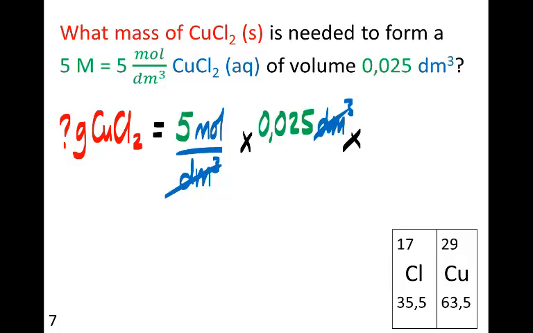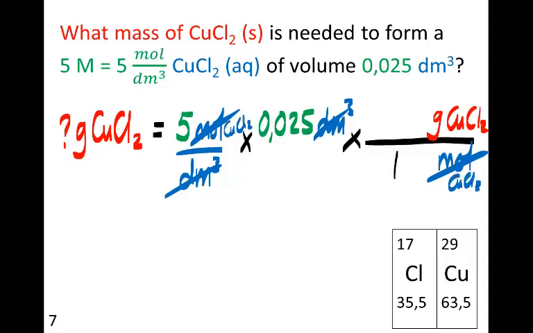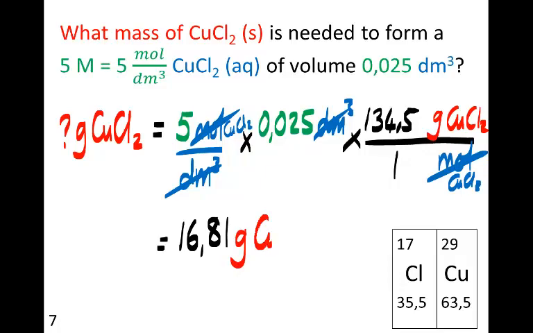So now we know how many moles there are, but that's not what we're being asked. So we need a conversion factor, which has moles down at the bottom to cancel away moles. And we need grams of copper chloride. Okay, it's mole copper chloride as well. And we know that 1 mole of copper chloride has a mass of 134,5 grams. 5 times 0,025 times 134,5 is equal to 16,81 grams of copper chloride.